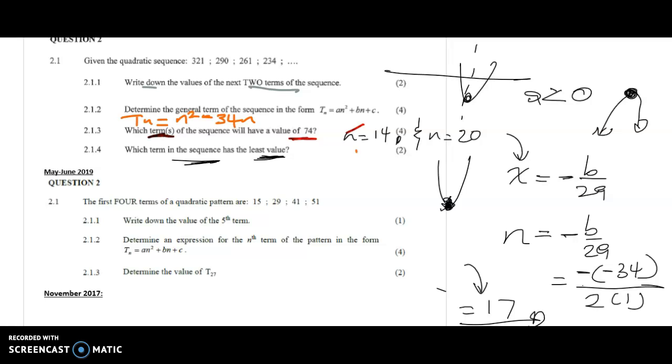If it was a graph, something like that, you could have said at x equals 17 we have a turning point. So it is something like that.